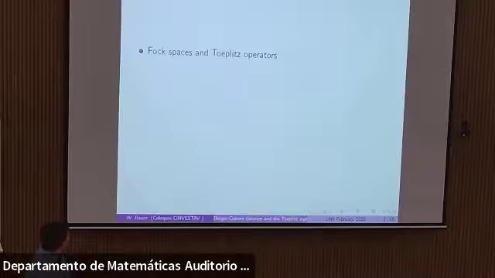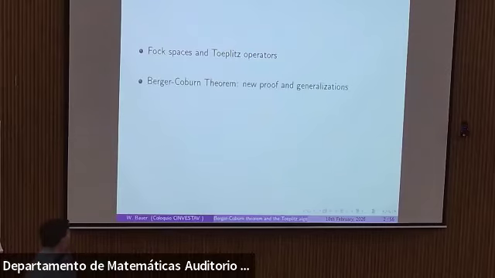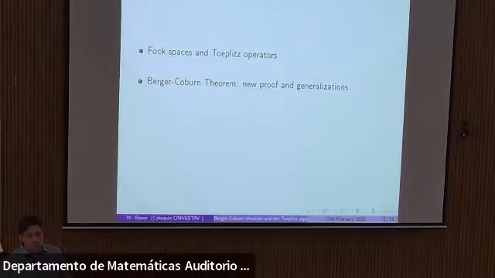Okay, so this is my plan. I start from the beginning. I will tell you what Fock spaces are, these are p-Fock spaces, and what Toeplitz operators are, even though I assume that most of you know this very well. And then I explain the classical Berger-Coburn theorem, which deals with Toeplitz operators with unbounded symbols and gives the criterion when these operators are actually bounded.